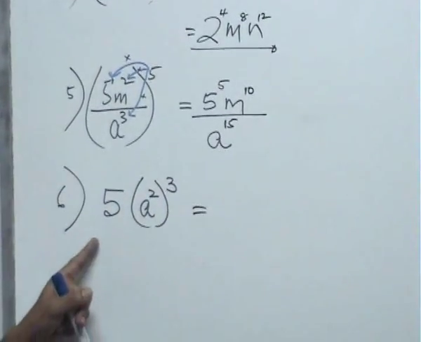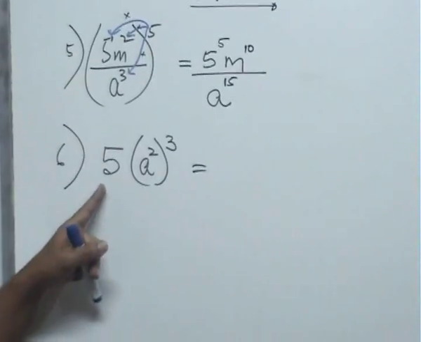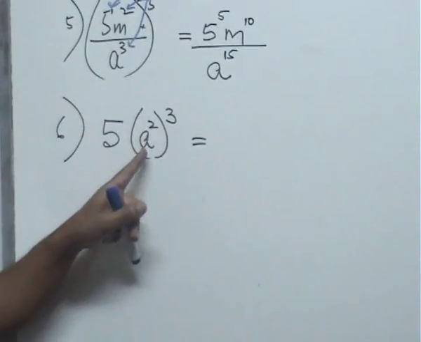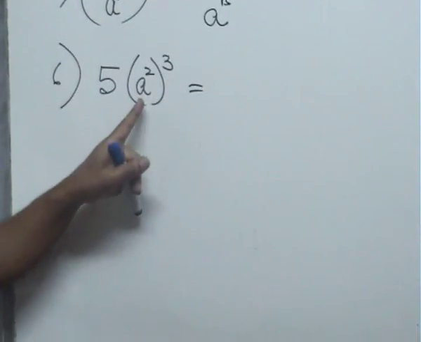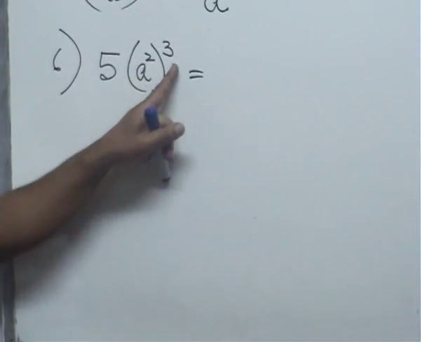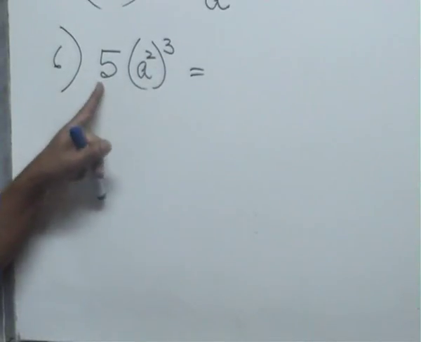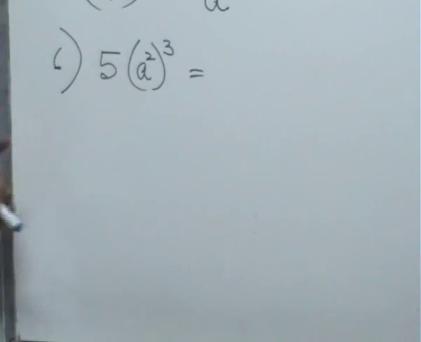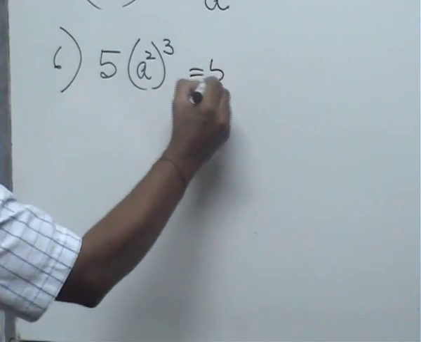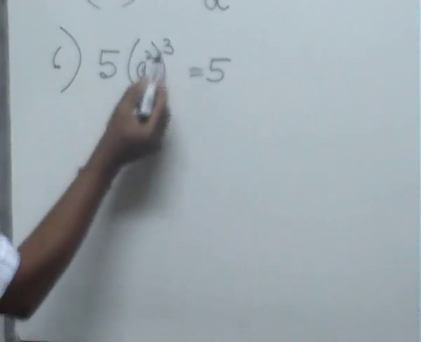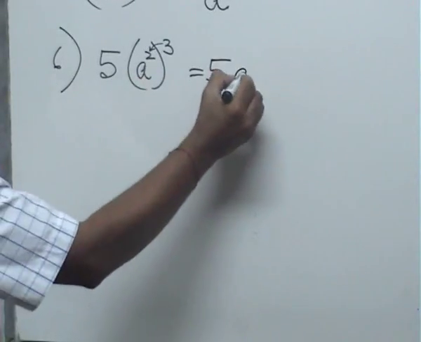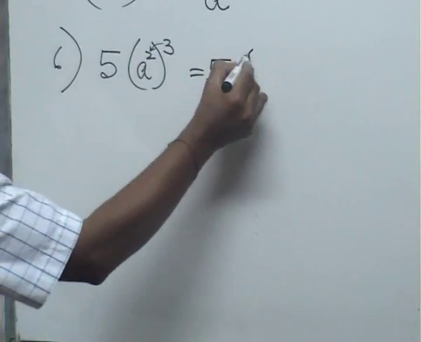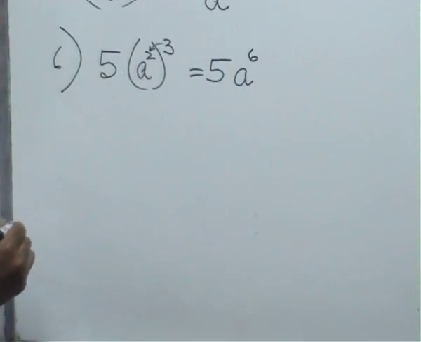Now in this example, the 5 is all alone. Only the a squared is raised to a power. In other words, we only have power to power here. The 3 has nothing to do with the 5 because the 5 is outside the bracket. So the 5 just remains 5 like that. That power only affects this 2 here. So the final answer is a to the 2 times 3, 6.